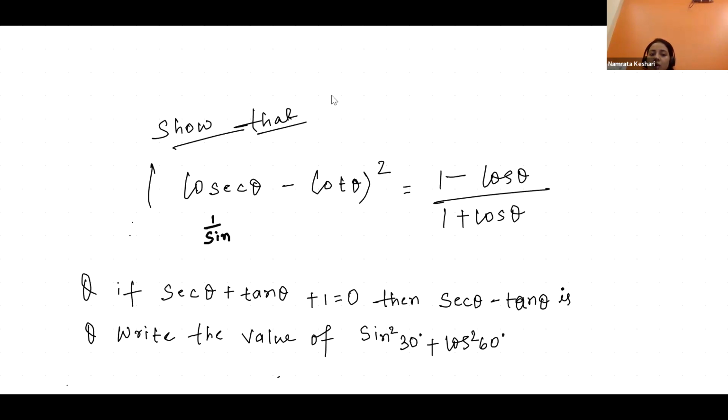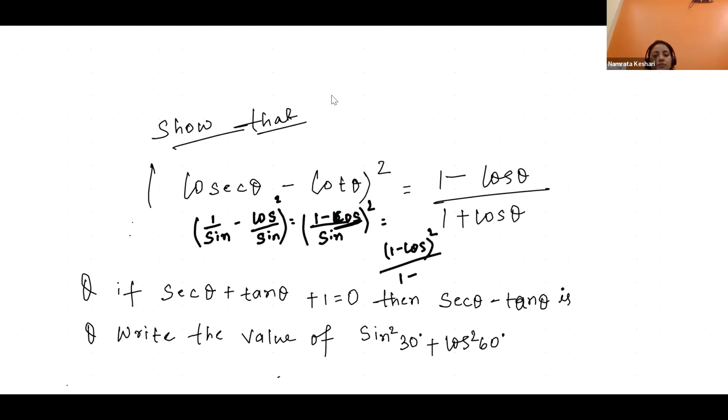Here we can take out sine as the LCM. The same denominator is there, so we don't have to think about it. 1 minus cos will be there. Now the question is how to create this 1 plus cos and 1 minus cos. The square is also there. The numerator you can write as (1 minus cos) squared, and the denominator is sine square, which can be written as 1 minus cos square. Yes or no?